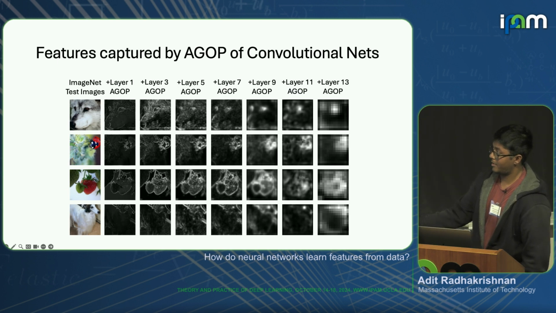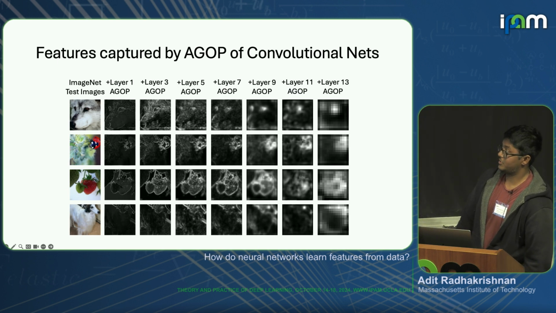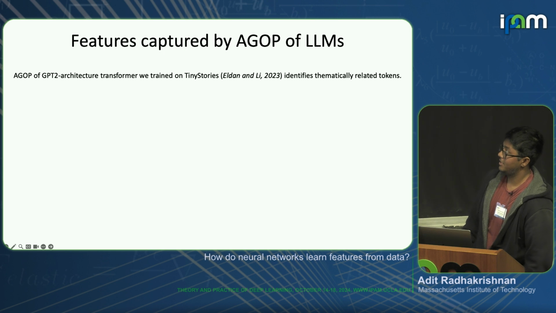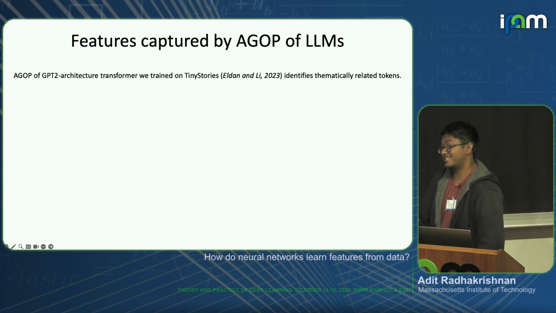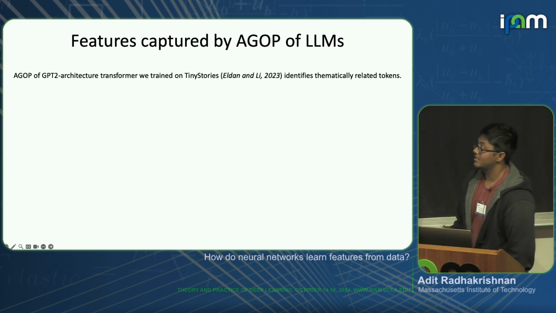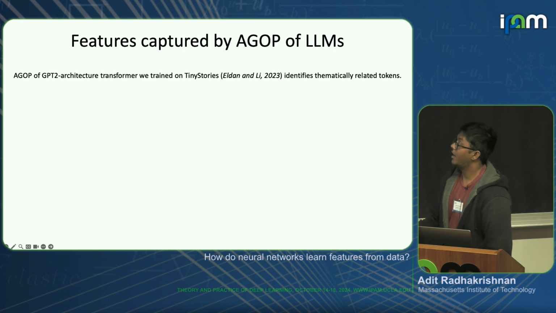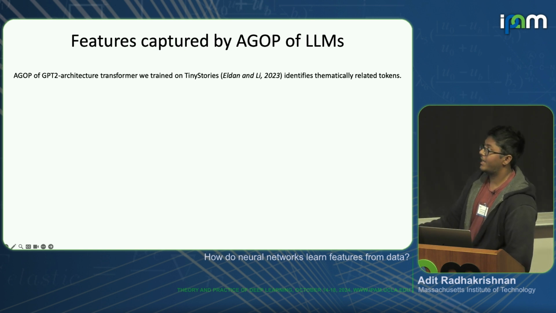And in transformers, if I'm thinking of edge detection in images, sort of the analog for edge detection in images is, interestingly, topic modeling or identifying groups of thematically related tokens in text. And so what we did here is we trained our own GPT-2 architecture transformer on a data set that we had, this TinyStories data set of children's stories.